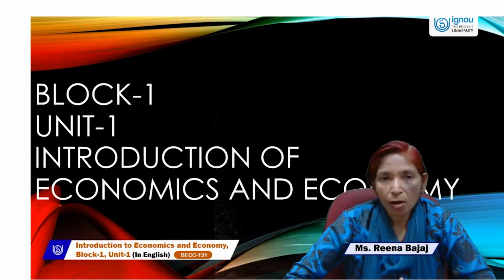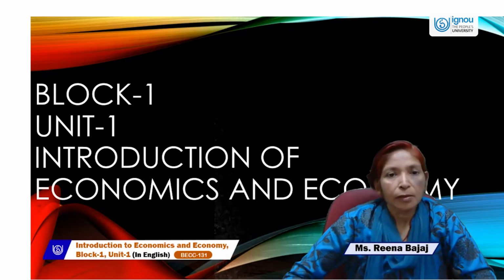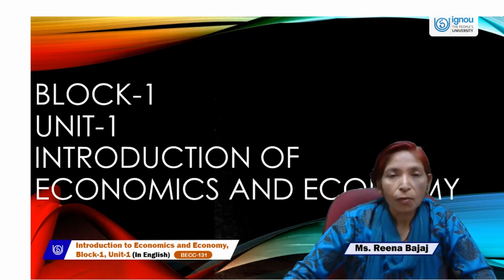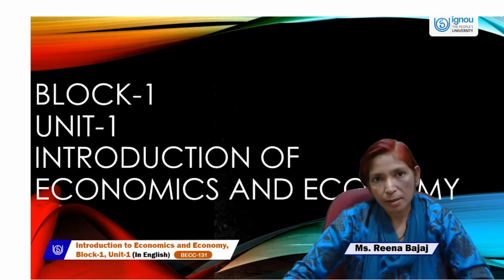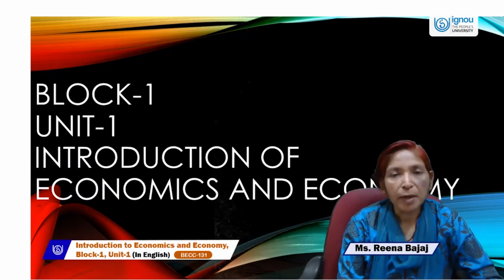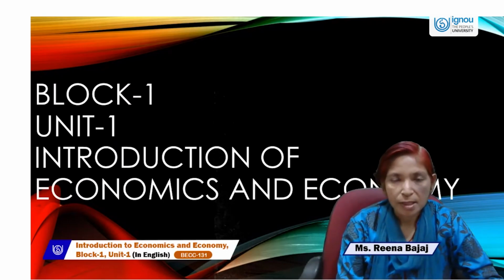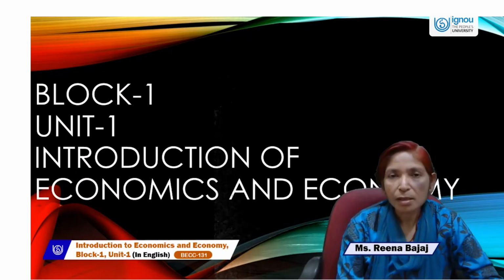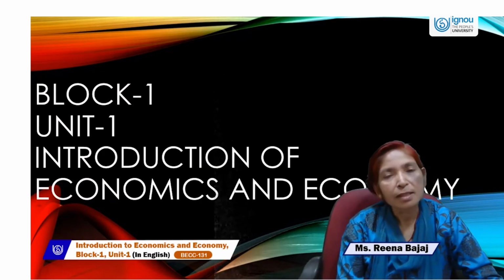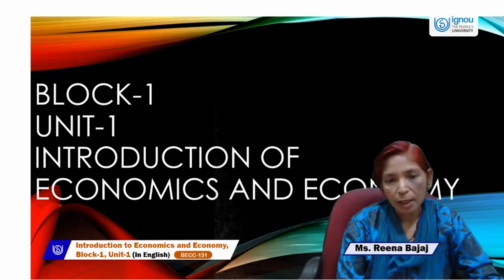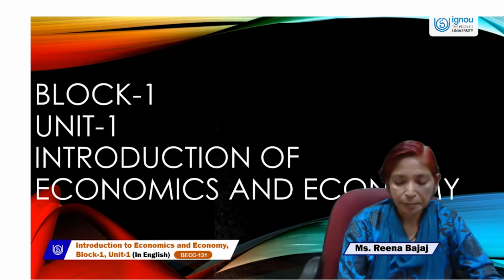In this Block 1 and Unit 1, we will study what the meaning of economics is, what the different branches of economics are, and how we can distinguish between them. Scarcity and choice, and the central problems of an economy. All these concepts we will study in today's session. So this is basically the introduction of microeconomics, or introduction of economics and economy.